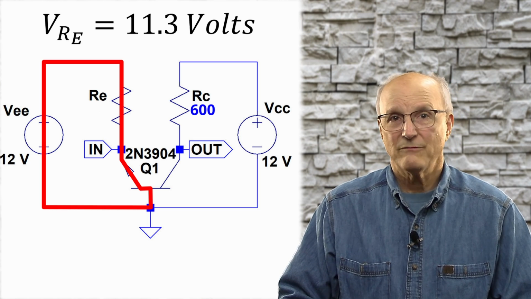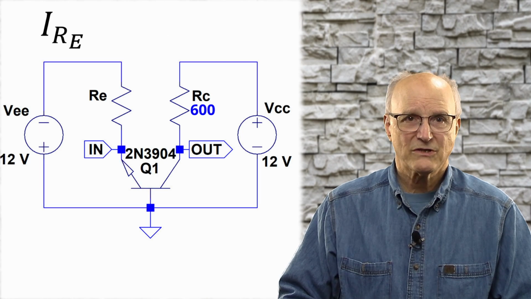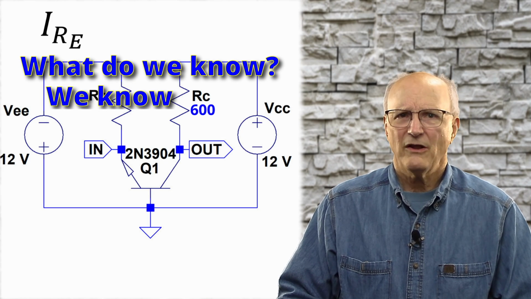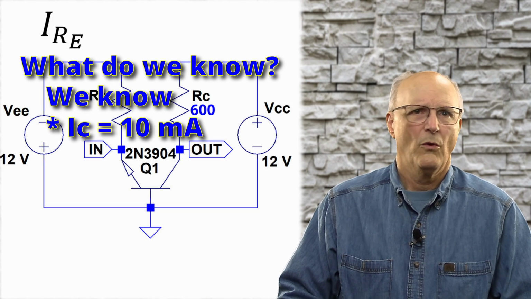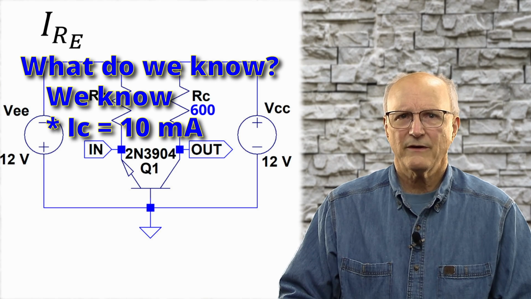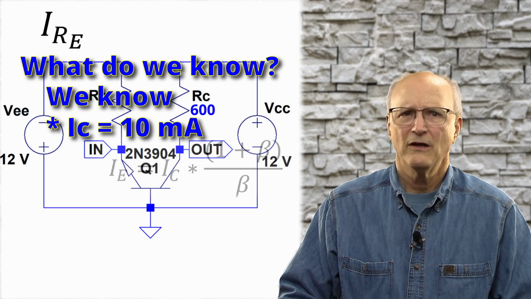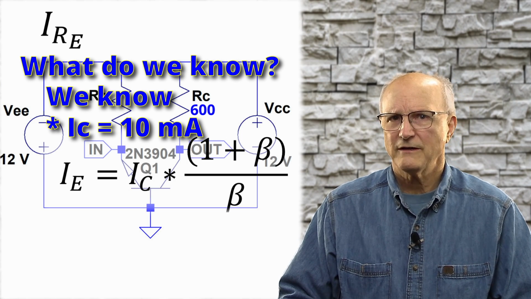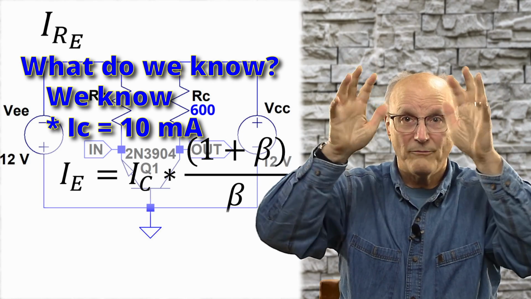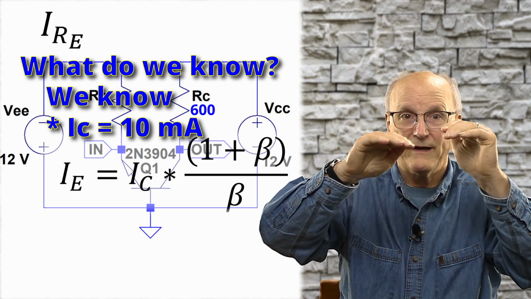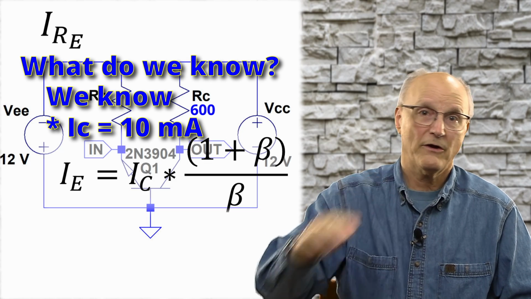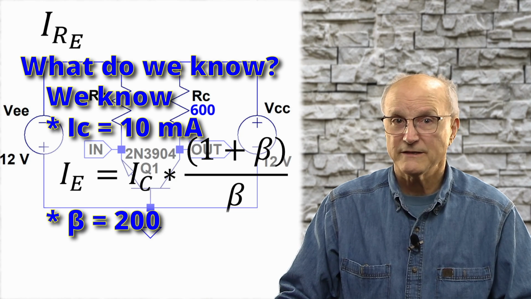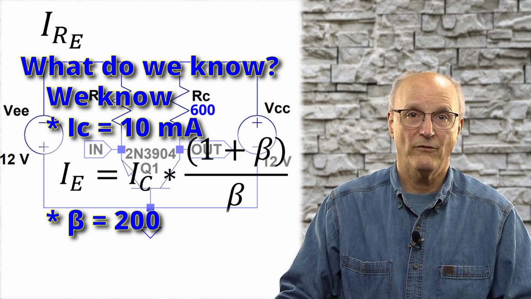With the voltage across the emitter resistor in hand, we can pursue the current through the emitter resistor. So what do we know? We know the collector current is 10 milliamps. We also know that the emitter current is related to the collector current with this equation. The emitter current is equal to the collector current times the quantity 1 plus beta on the top over beta, where beta is the DC current gain of the transistor. And we know the DC current gain beta is 200 for our 2N3904.